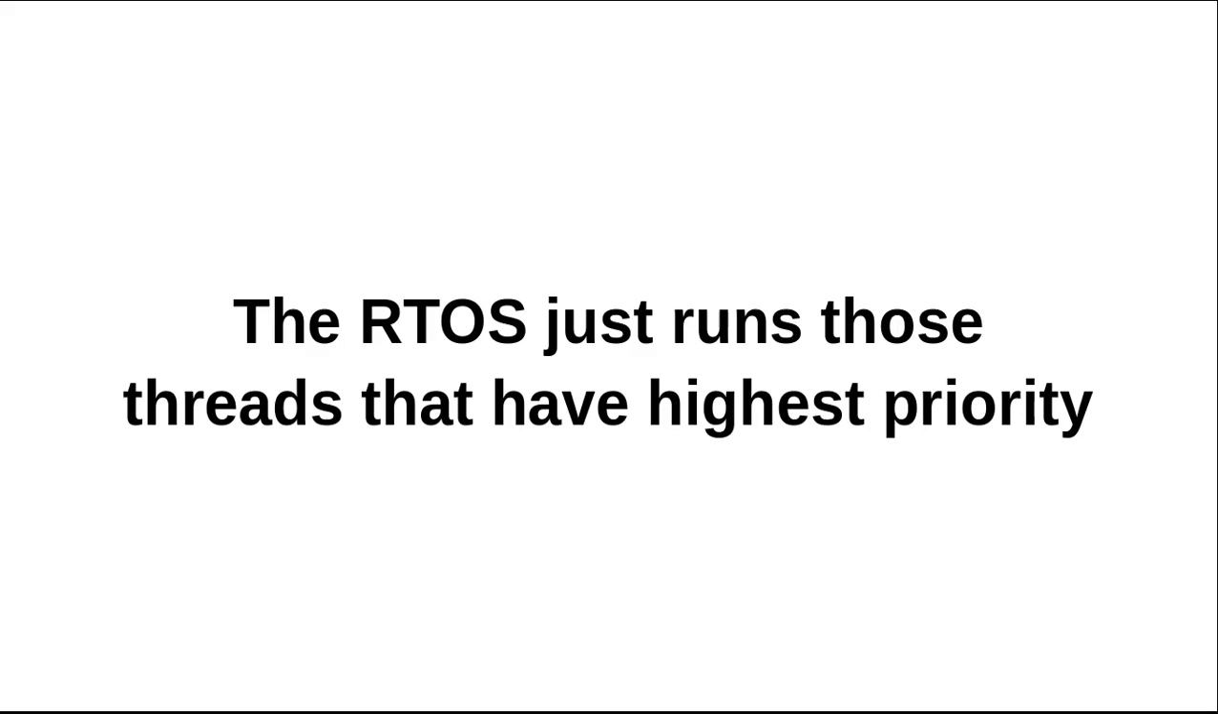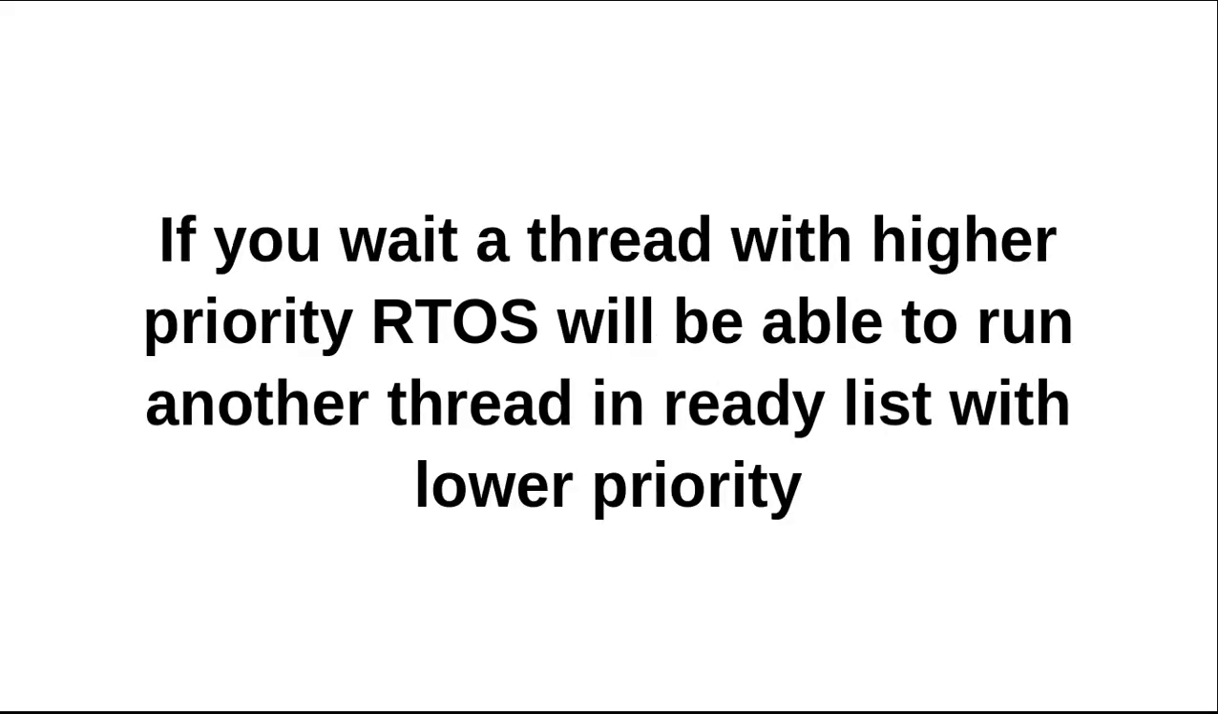Okay, but if you make a thread wait by using a thread wait function or thread wait system call, if you make a delay for a thread with higher priority, the RTOS will be able to run another thread in the ready list with lower priority. Let's see an example to describe this slide.